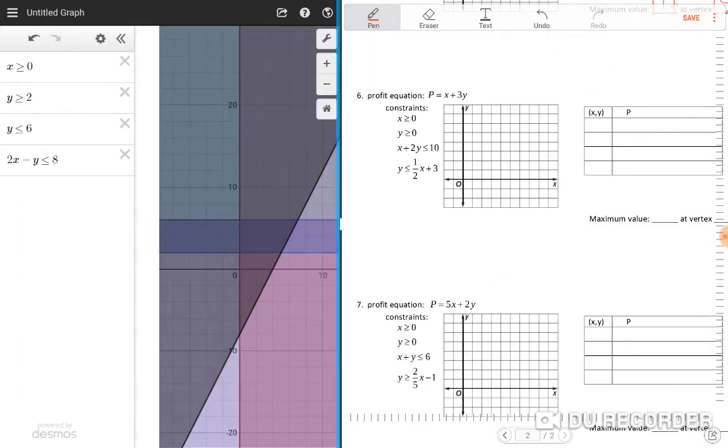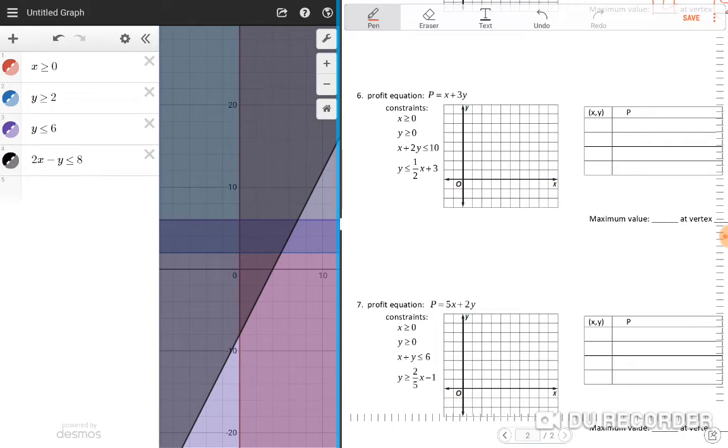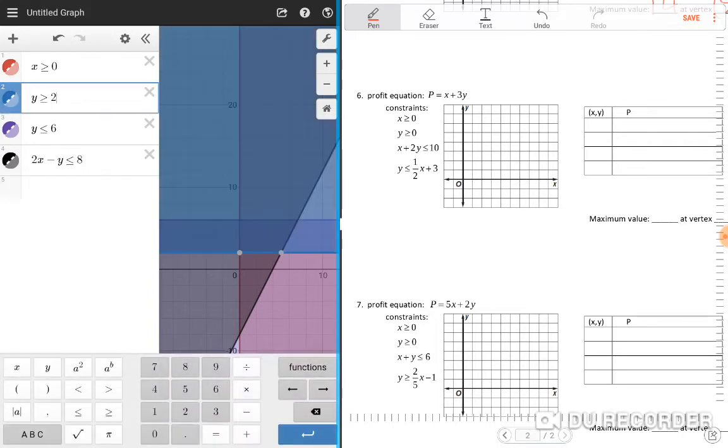Alright, let's go back and let's do number 6. X greater than or equal to 0, got it. Y greater than or equal to 0. You can graph these on your own paper if you wanted to. We should all know how to graph linear inequalities by now.